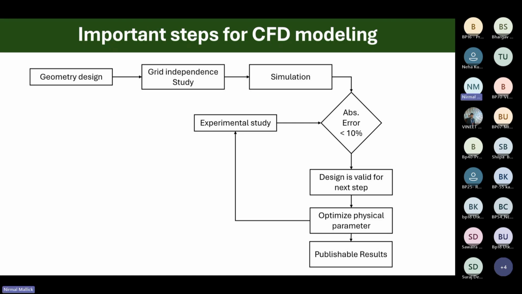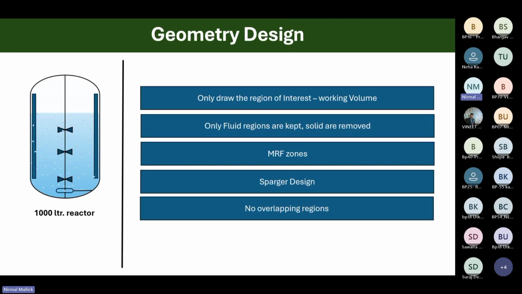Okay, so starting with the geometry design, let's say this is a 1,000 liter reactor. Obviously, in this short frame of time, it is not possible to show you how to draw every geometry, but I will just give you an overview of the major steps that you should do when you are doing the geometry design. So first, since it's fluid design, you should always consider the region of the fluid to work on. As you can see, we do not need the headspace when you are doing this reactor design.